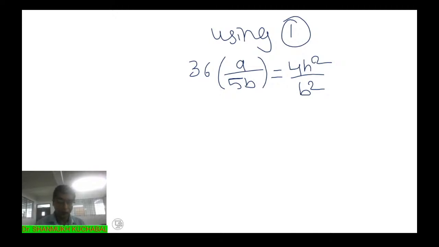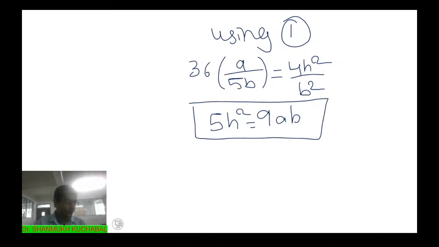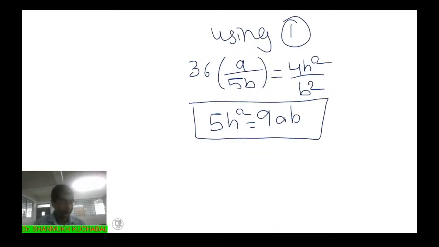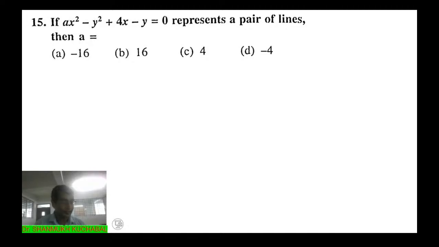So now, on further simplification, we get 5h square equal to 9 times ab. So we get 5h square equal to 9 times ab. Therefore, the right option is option A, 5h square equal to 9ab. Yes. So we'll move to the next example.